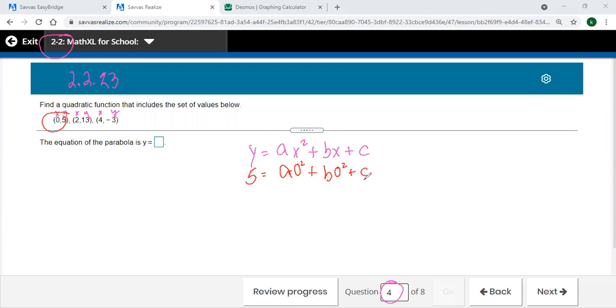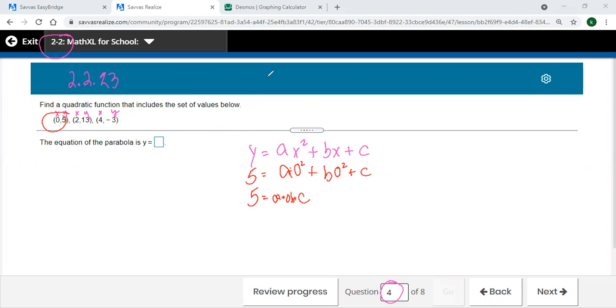We might not even need to do this, but I'm going to show it this way anyway, because it works for any point. They told you the y-intercept here, which is very helpful because it solves for one of these already. This would just be that 5 equals c, correct? There are no a's and no b's, and there's one c.